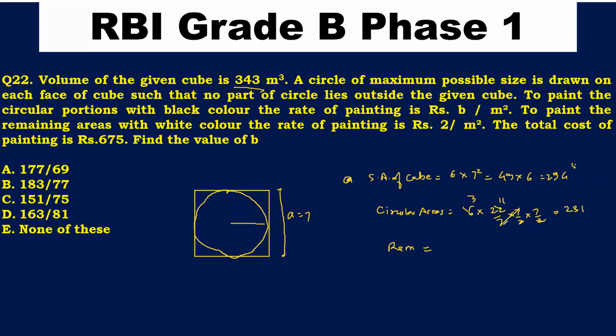So the remaining area will be 294 minus 231. That is 63. The cost of circular areas is B and the remaining area is 2, and the total cost is 675. So 231 times B plus 63 times 2 should be equal to 675. Just solve this equation to find the value of B. It should be 183 upon 77. Just solve this, B will come out to be this one. Let's see the next one.